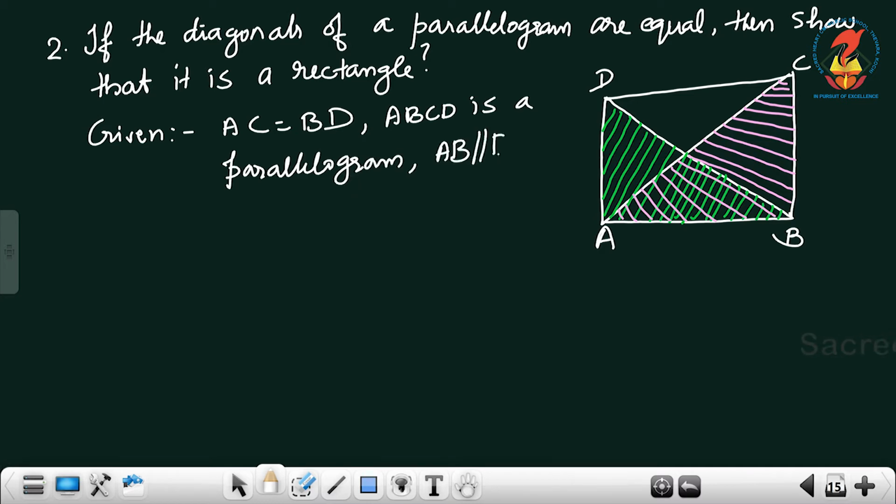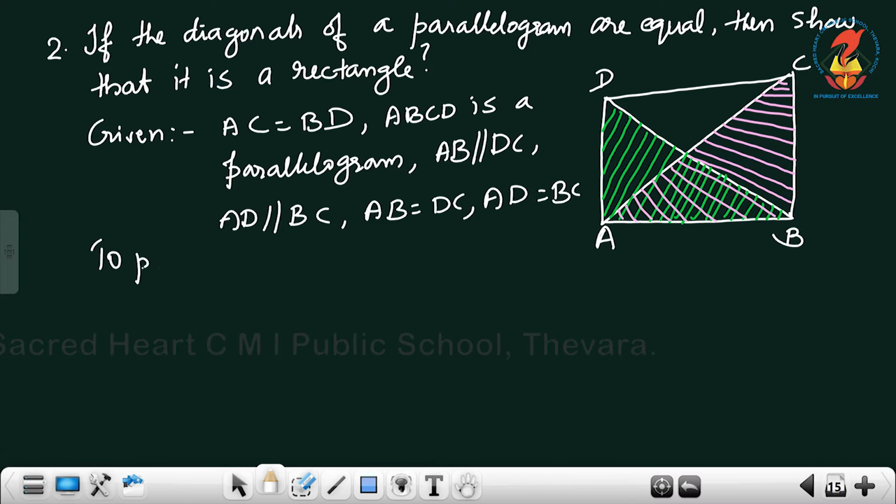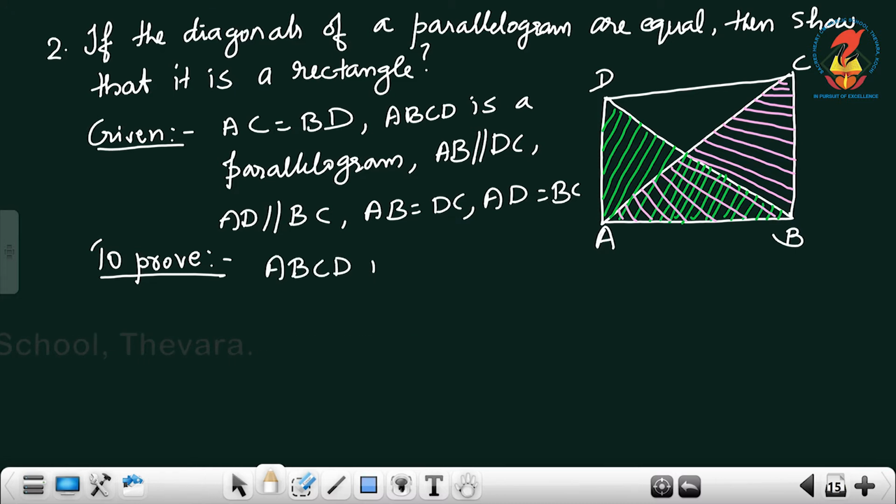AB parallel to DC and AD parallel to BC, AB equal to DC and AD equal to BC. To prove: ABCD is a rectangle. ABCD is a rectangle means one of the angles, angle A, is equal to 90 degrees. We have to prove that angle A equal to 90 degrees.